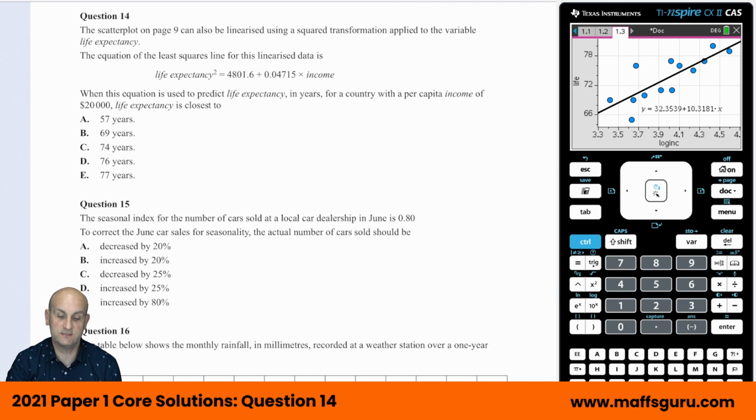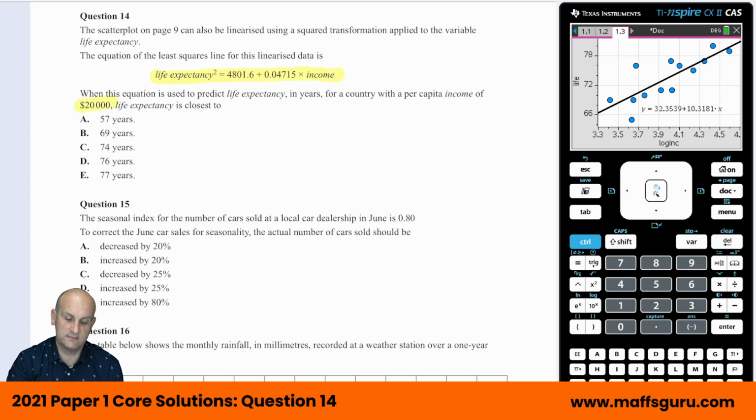All right, so the scatter plot on page 9, which is the page before, can also be linearized using a square transformation applied to the variable life expectancy. The equation of the least squares line for this linearized data is given as such. Awesome! When this equation is used to predict life expectancy in years for a country with a per capita income of $20,000, life expectancy is closest to.